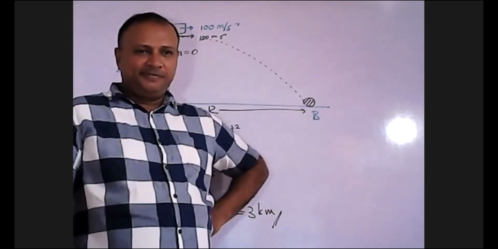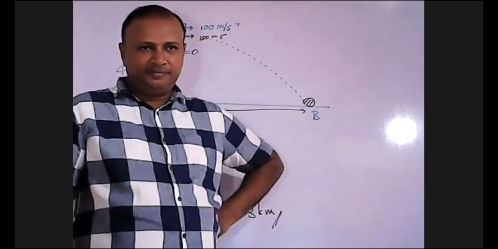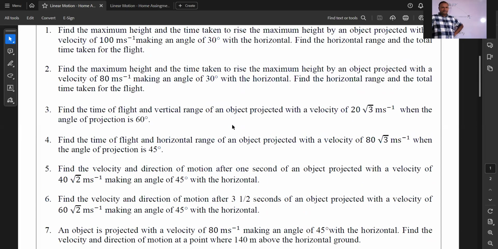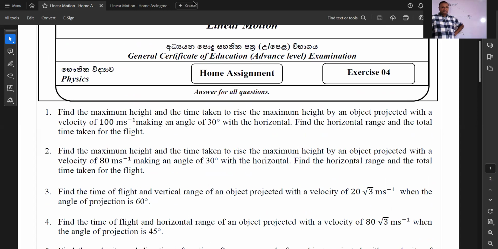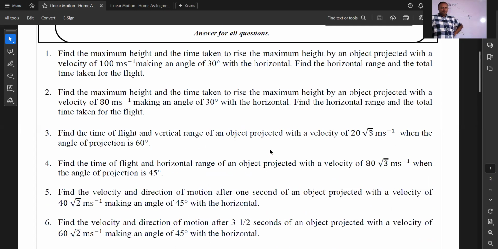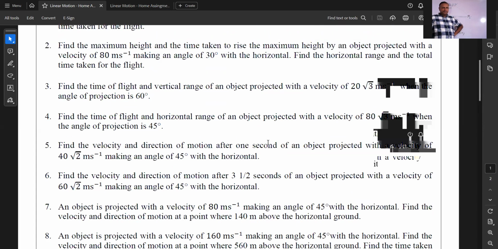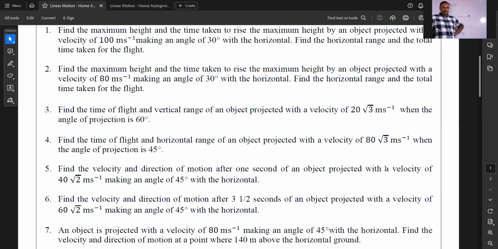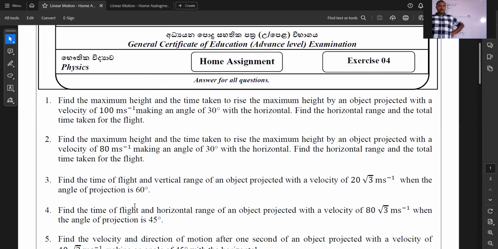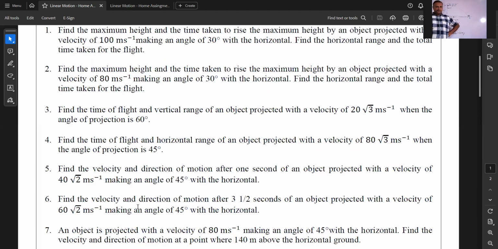Now we can go for the tute. Okay. Then the fourth question. This is assignment number 4, the fourth question.